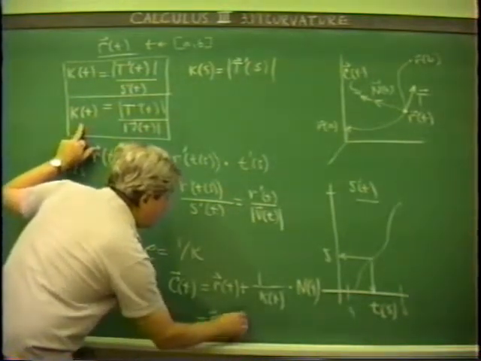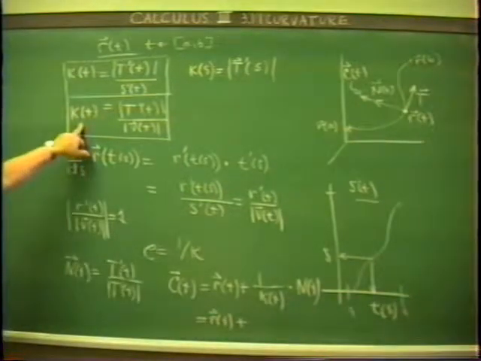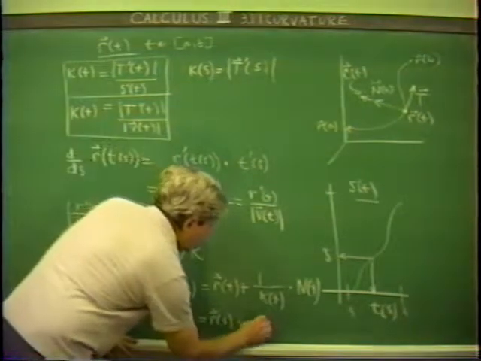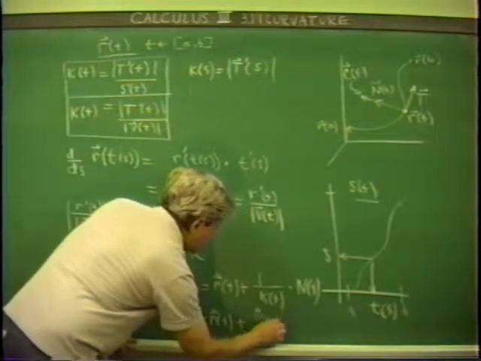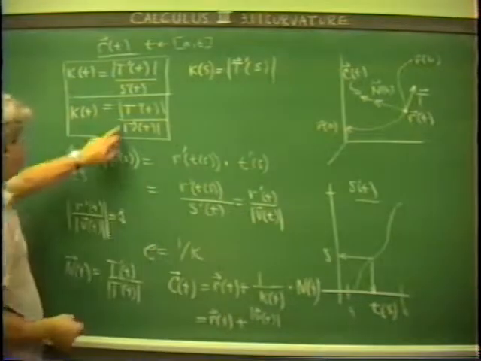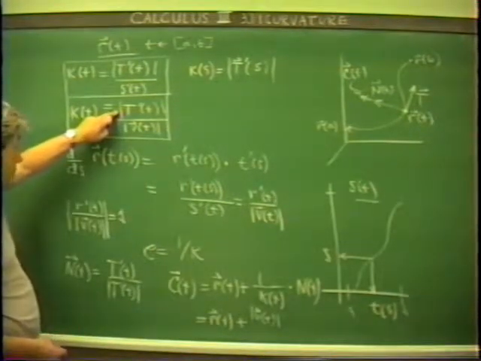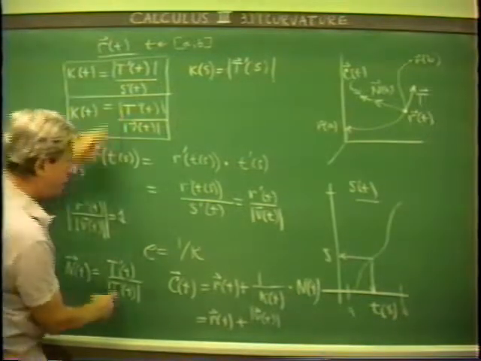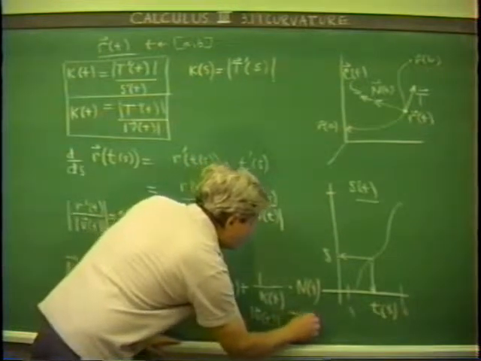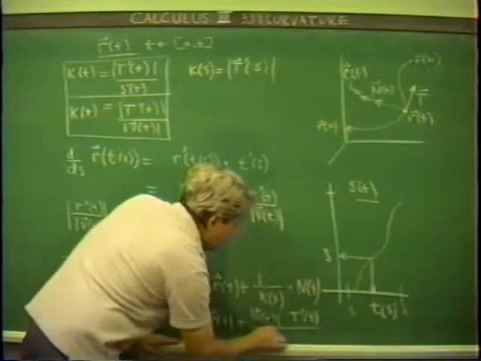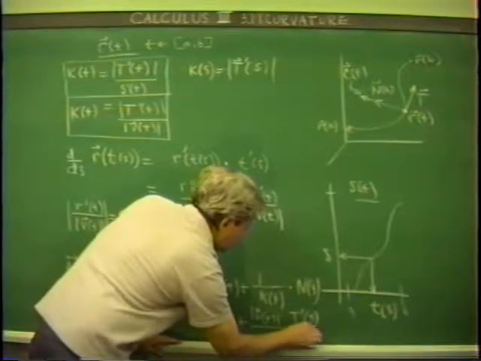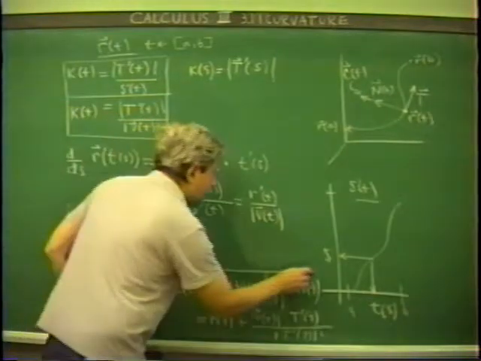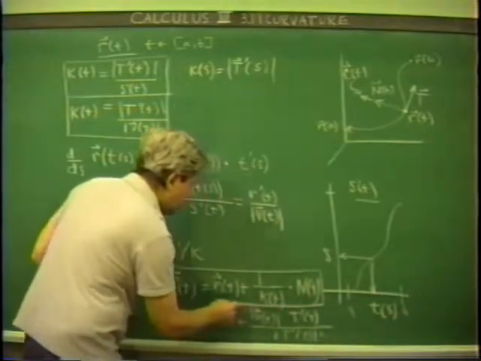Now we can put this together with this fact here for kappa and get that this is equal to r of t, plus 1 over kappa of t, which is magnitude v of t over magnitude t prime of t. But now n of t is t prime of t over magnitude t prime of t, so this is going to be t prime of t over magnitude t prime of t squared.